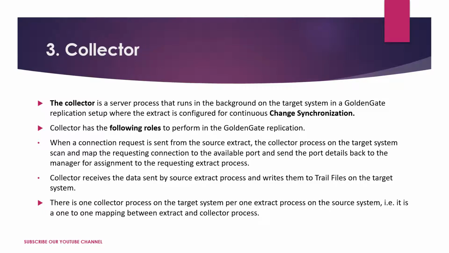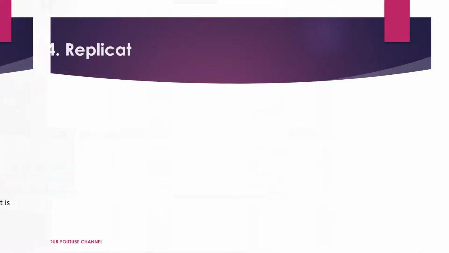There is one collector process on the target system per extract process on the source system, and it is a one-to-one mapping between the extract and the collector process. That is very important: one-to-one mapping happens between your extract and your collector process.